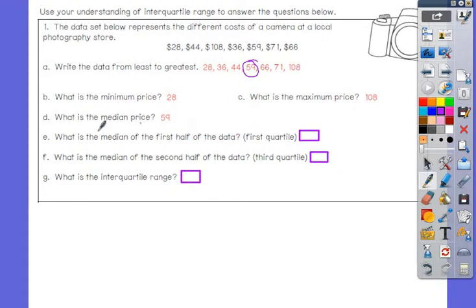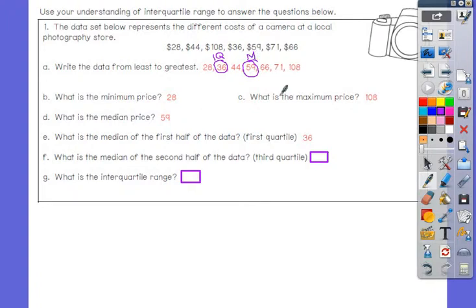Now talking about our quartiles. What is the median of the first half of data, the first quartile? Well, this is my first half of data. I'm not going to use this number to find my middle number. So looking at these three numbers, what is the median of these three numbers? I see that it is 36. That's my middle number. So I'm going to call that Q1 because it's my first quartile.